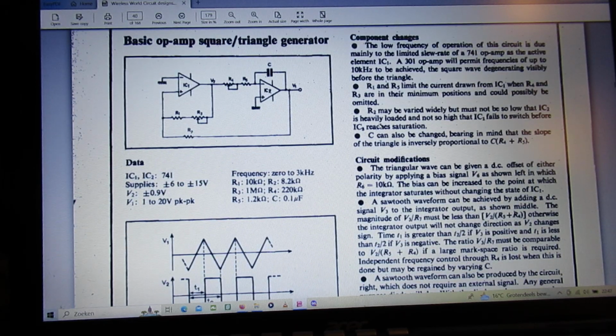Advertisement, basic op-amp square triangle generator, very interesting. So, sorry when my camera suddenly stops. I can talk endlessly about this book. It's very interesting.